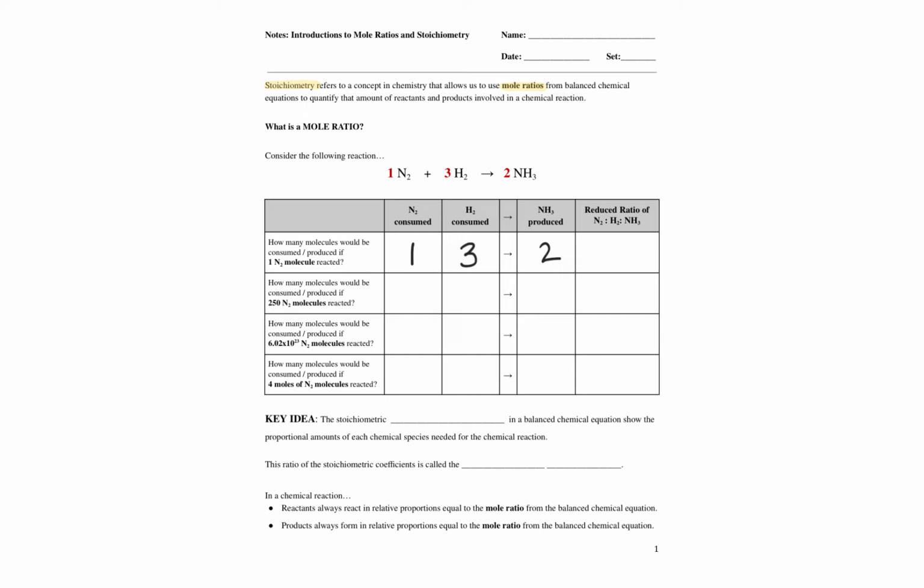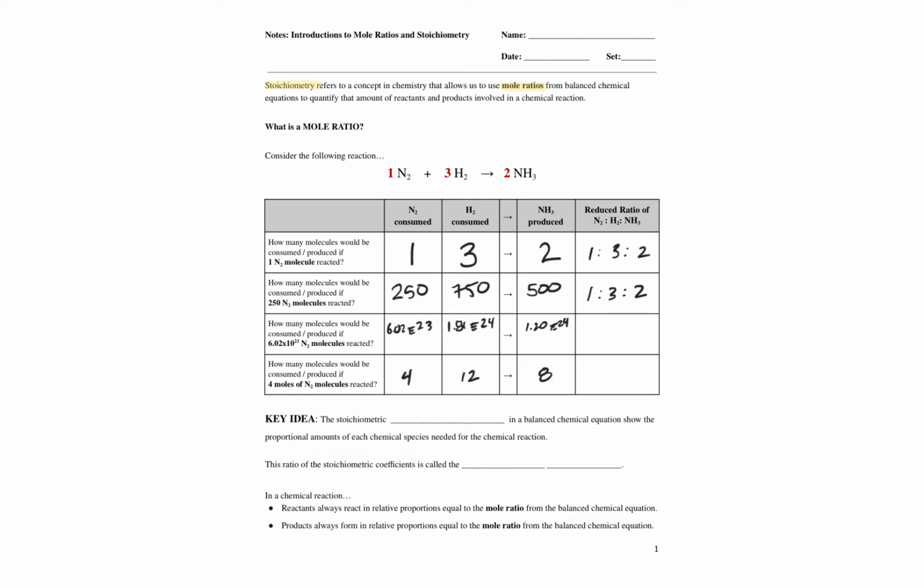For example, let's assume we had 250 nitrogen molecules. Well, then that would require 750 hydrogen molecules to be consumed in the reaction, and it would result in the production of 500 NH3 ammonia molecules. In both situations, we see that there's a ratio of 1 N2 to 3 H2 to 2 NH3 in the reaction. Take a moment to fill in the last 2 rows of this table to see if you can follow the pattern of this reaction.